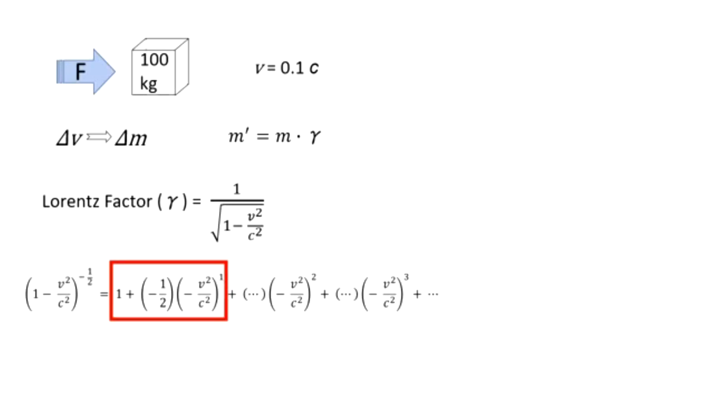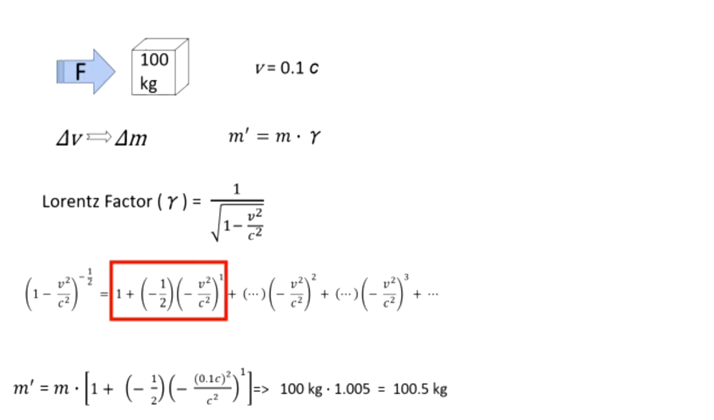We can now get the value of m prime by multiplying the rest mass by the Lorentz factor. Solving for v equals 1/10 the speed of light tells us that gamma is approximately 1.005. The value of m prime is 100.5 kilograms. Now let's try to determine the amount of energy used to get the mass to this speed.